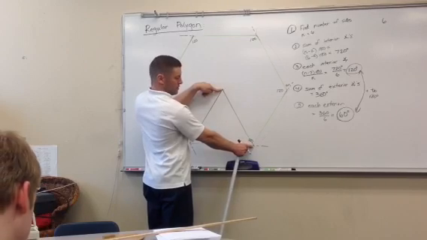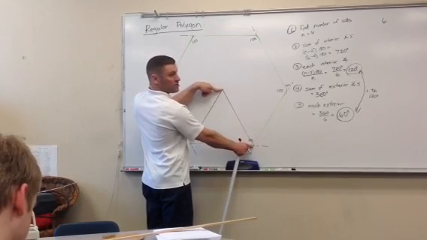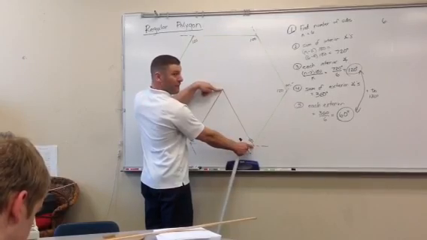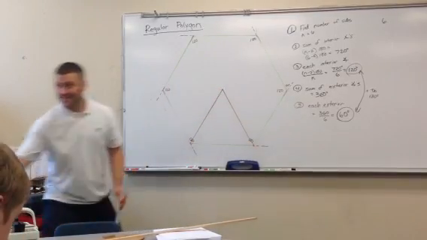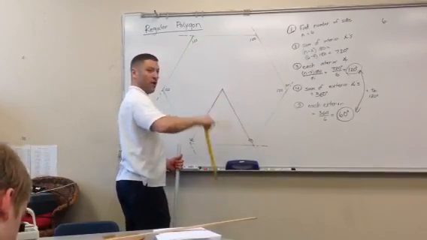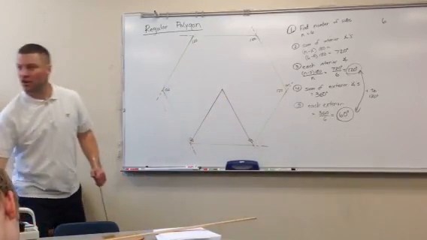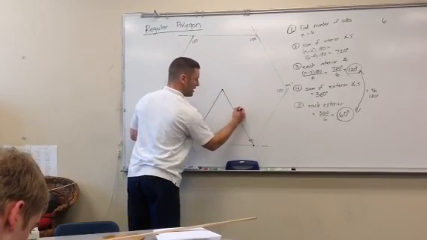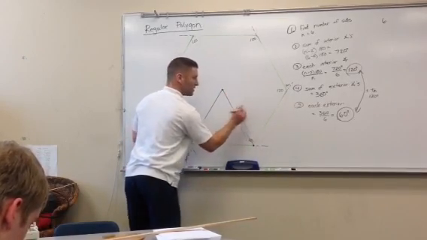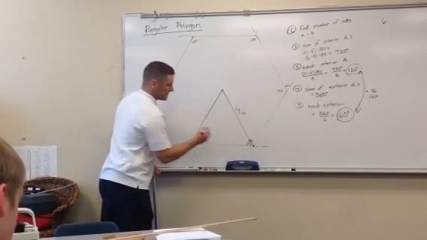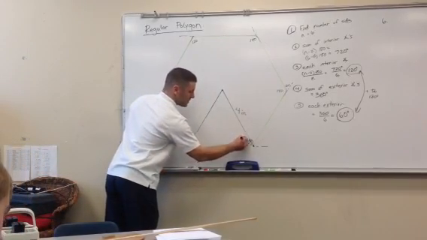4. I made a 4-inch circle, so it makes sense that from here to here is 4 inches. That makes sense to me. And that's 60 degrees.